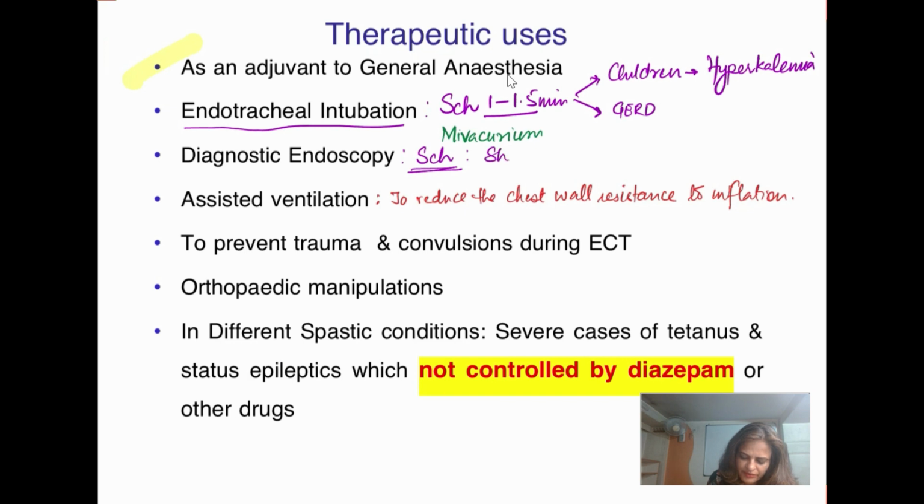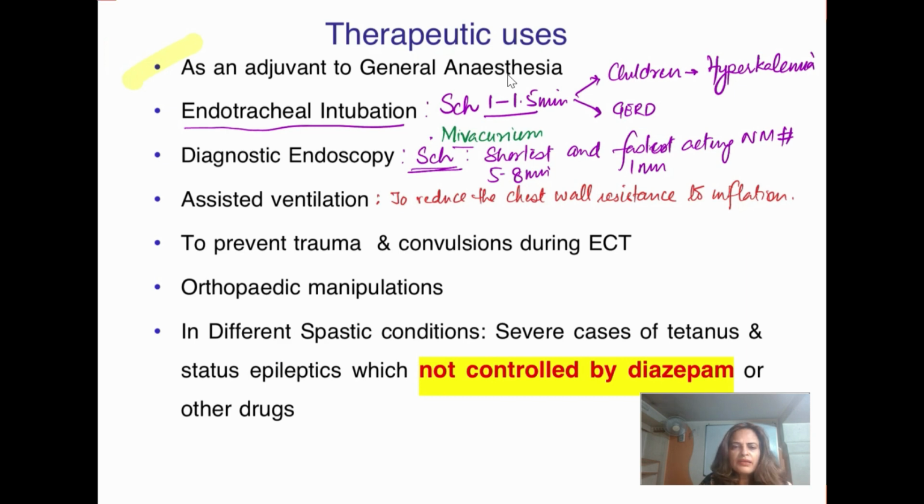ये क्या है हमारा? Shortest and fastest acting neuromuscular blocking agent. Shortest कितना? 5 to 8 minutes and the fastest within 1 minute. सिर्फ ये है कि if the person is born with the atypical pseudocholinesterase, then in this case also we are going to use what? Mivacurium. ये वाला आप use करोगे.